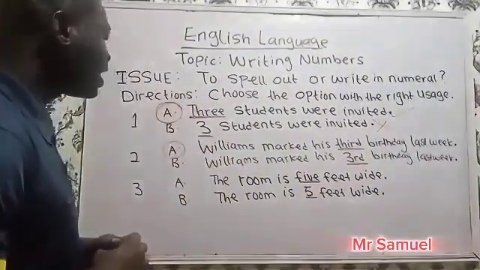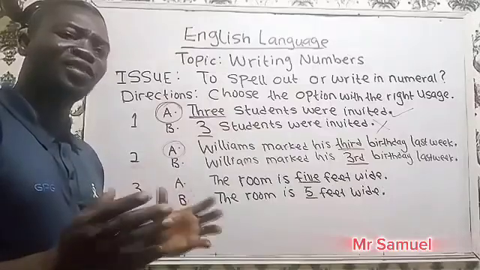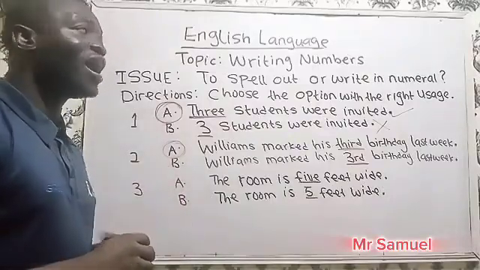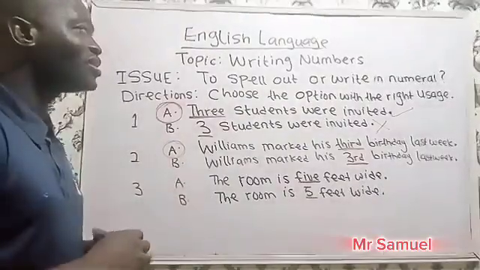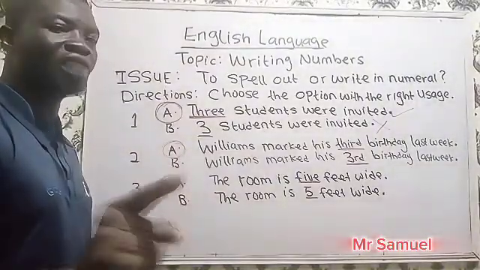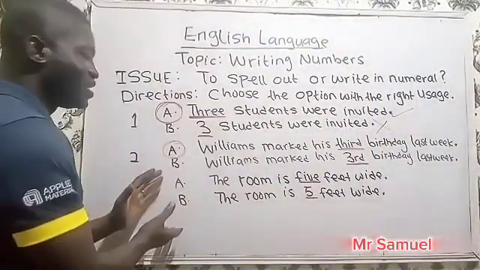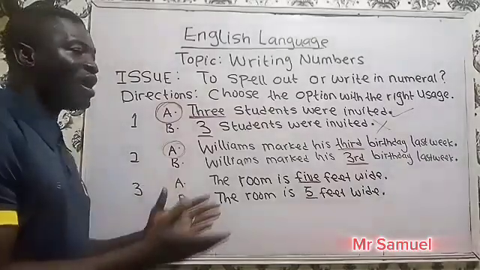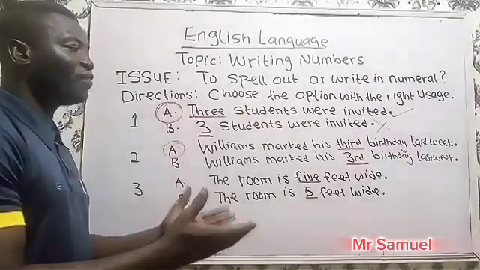Now, the last one I'd like to share in this short video. Do not forget we're talking about how to write numbers, and the confusion has been: when do I need to spell it out and when do I need to write it in numeral? So here's the last one. The room is 5 feet wide.